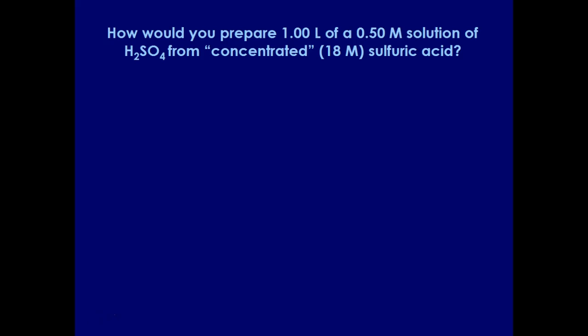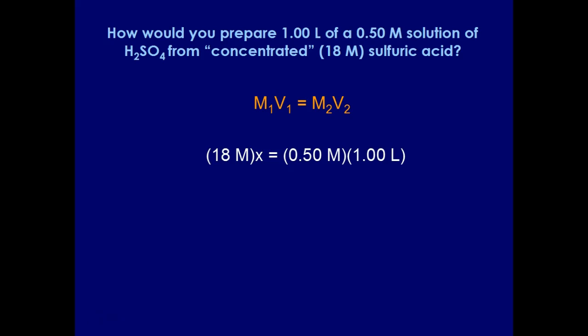So if we use M1V1 equals M2V2, we know what the concentration and volume are of one of our two solutions. We know the one for our dilution, and we know the concentration of our stock solution. I don't care which ones you make 1s and 2s, but you got to make sure that you pair the right volume with its concentration. The units for concentration do not have to be in liters, they just have to be consistent. The molarities cancel out. I divide both sides by 18, and that tells me that I would need 0.028 liters of that 18 molar solution to make my 1 liter.